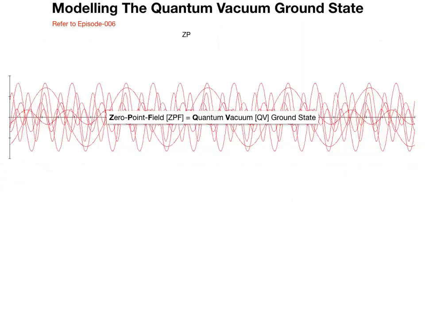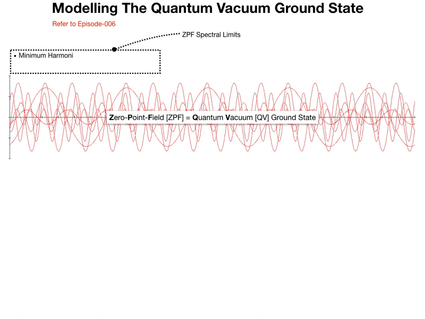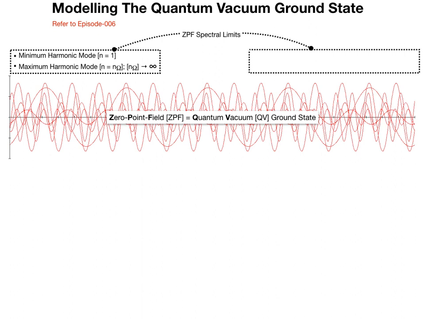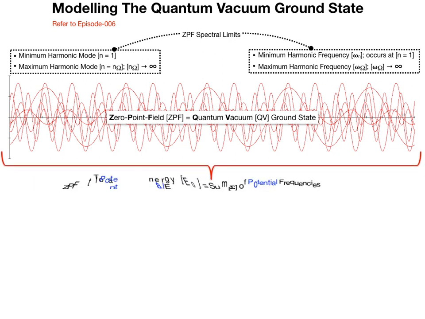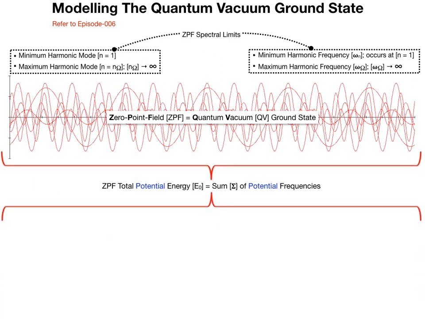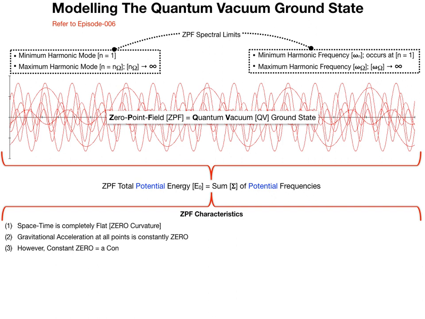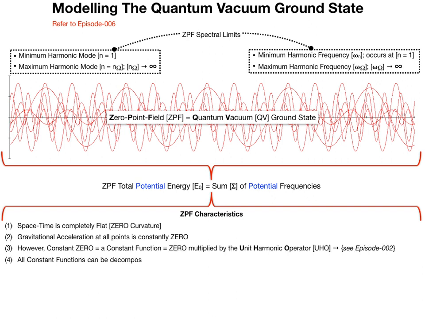From episode 6, we learned that before we can address what happens to the quantum vacuum in the presence of matter, we need to understand the nature of the quantum vacuum ground state. That is, the quantum vacuum at its lowest possible energy level. In terms of general relativity, the quantum vacuum ground state denotes a perfectly flat space-time manifold. In other words, the quantum vacuum ground state is representative of Minkowski spacetime. The name given to this quantum vacuum condition is zero-point field.